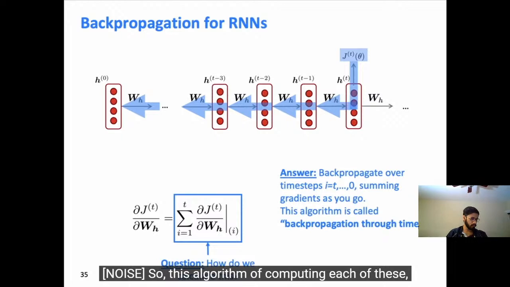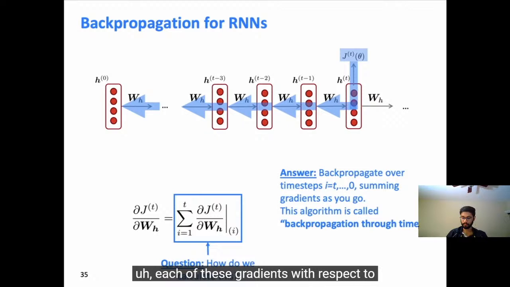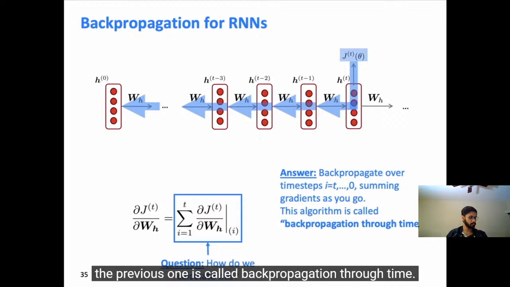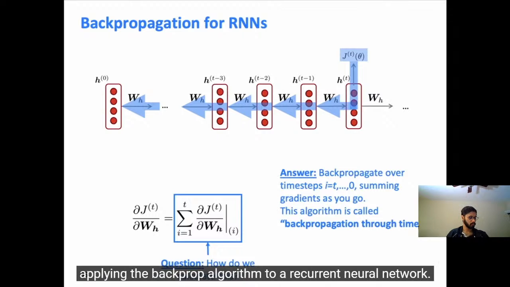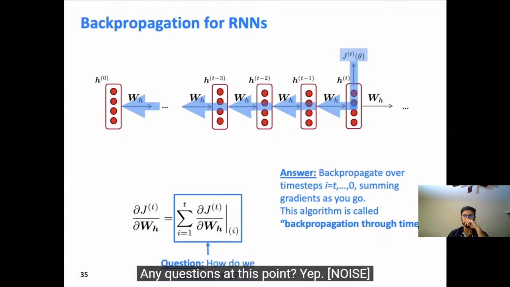This algorithm of computing each of these gradients with respect to the previous one is called backpropagation through time. And I always think that this sounds way more sci-fi than it is. It sounds like it's time travel or something, but it's actually pretty simple. It's just the name you give to applying the backprop algorithm to a recurrent neural network. Any questions at this point?